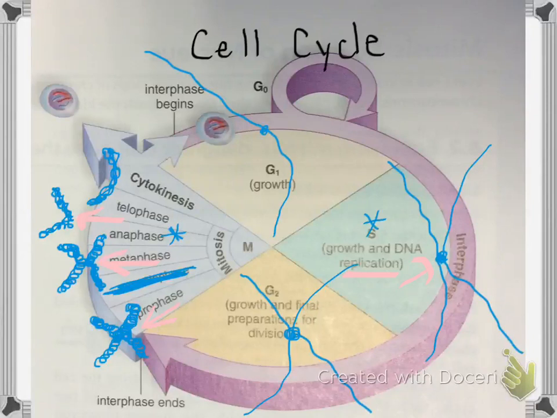Is it still double-sided? No. Why? What happened? It got pulled apart, because it gets pulled apart in anaphase. So now it's single-sided again. It's single-sided in telophase, and look how it's still single-sided in G1.